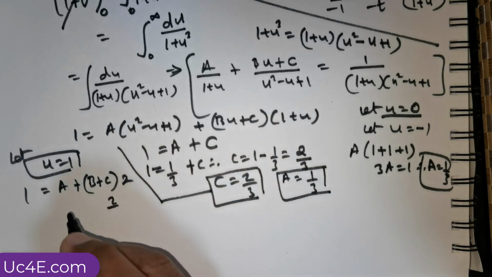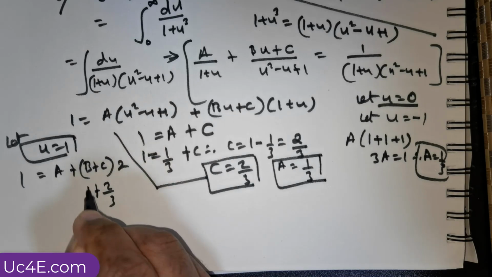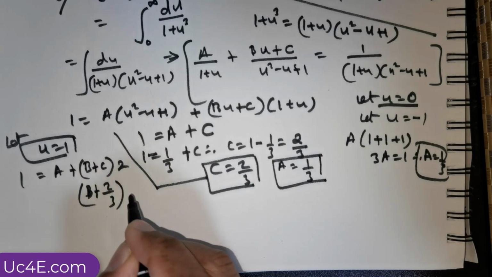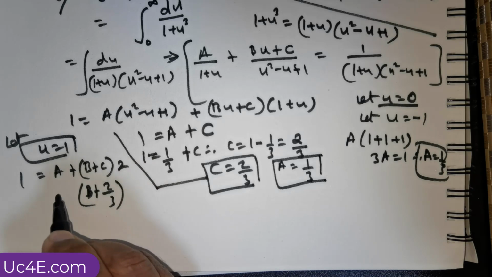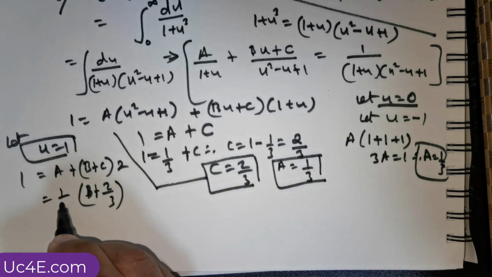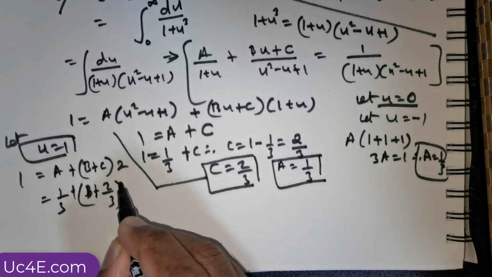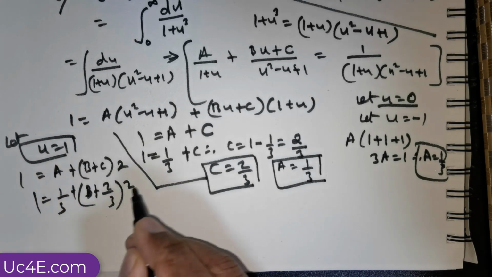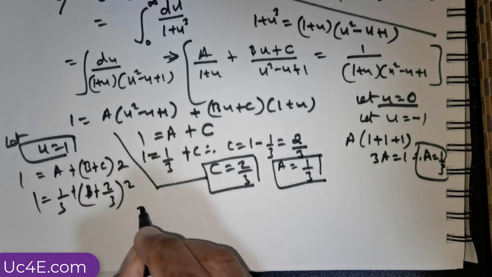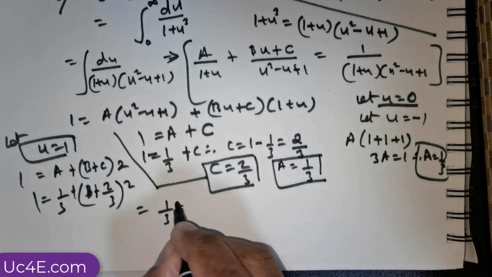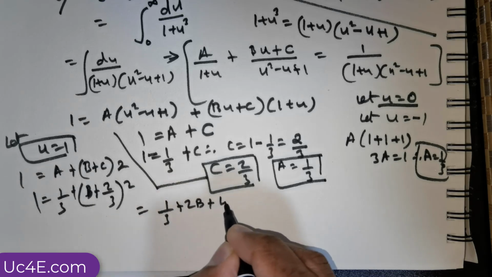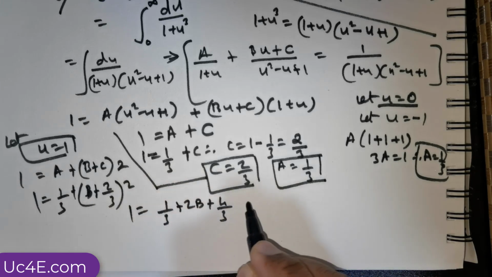c is 2 over 3, positive b, and the value of a is 1 over 3. So this is 1 over 3, and I got a 2 there, equal to 1. If I distribute the 2, I get 1 over 3 plus 2 times b plus 4 over 3 equal to 1.